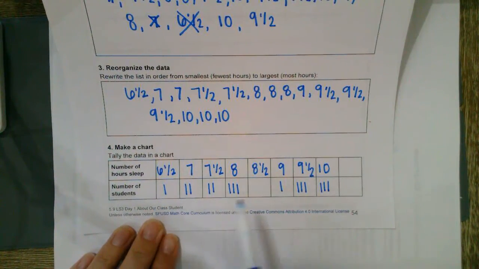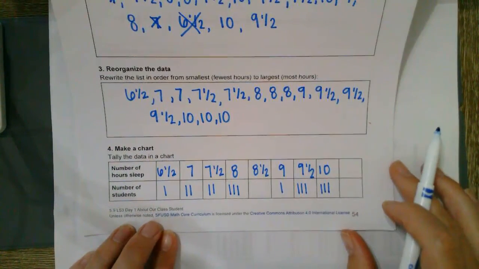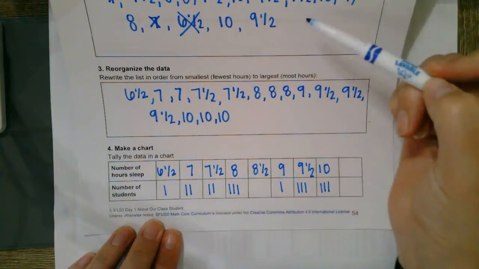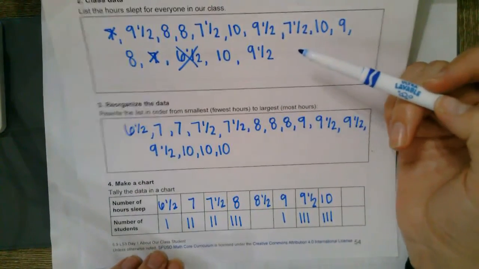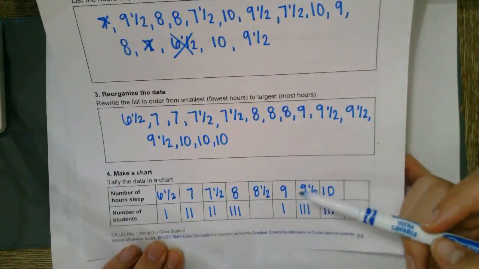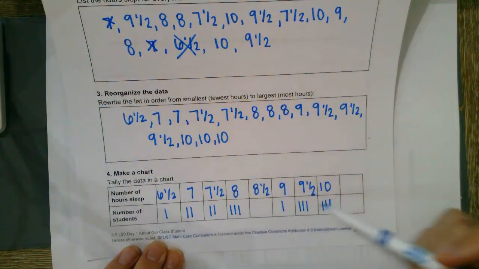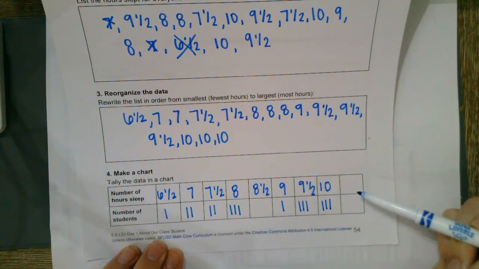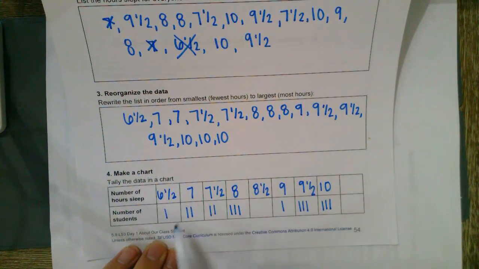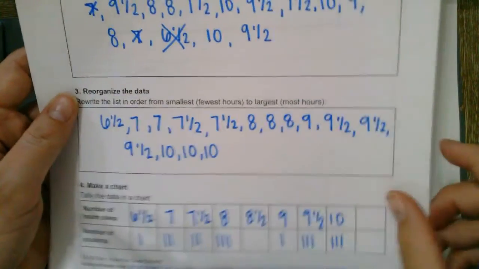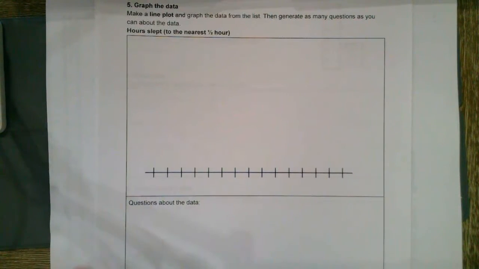Okay, so this is what your tally chart should look like. And now it's even more organized. So we went from having really kind of messy data up here to then organizing it and then taking it to the next step to organize it. This is now really helpful for us if we want to chart this data because we can see right away how many hours were slept and then how many students slept that amount of hours. Okay, let's continue on. Now we are going to make a line plot.